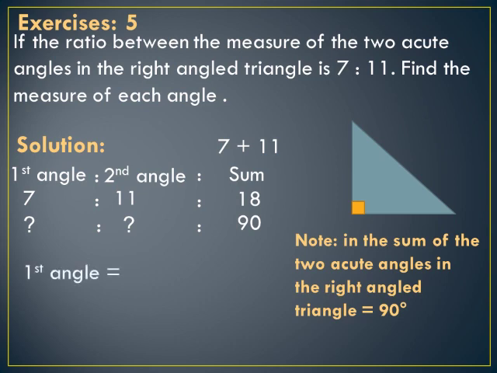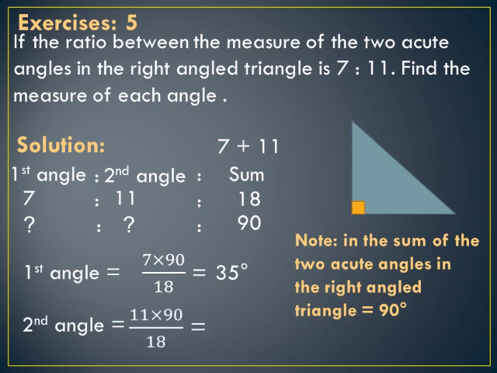After that, to get the first angle, hide the second and make scissors: 7 by 90 over 18 equals 35 degrees. To get the second angle, hide the first angle and make scissors: 11 by 90 over 18 equals 55. Okay, 35 and 55 equals 90.